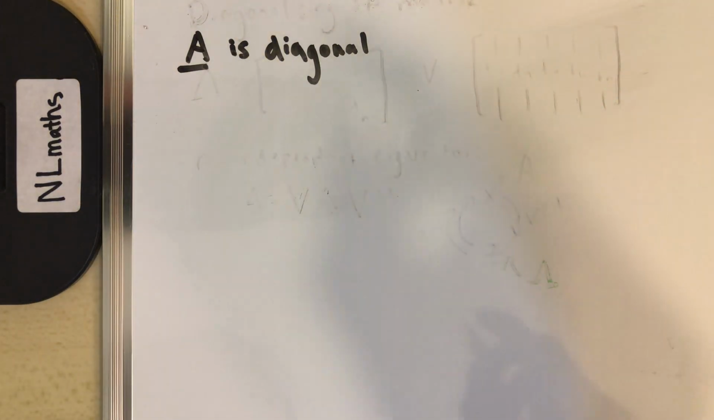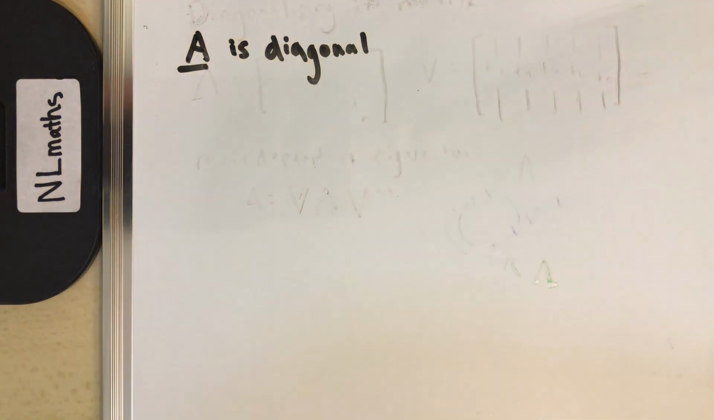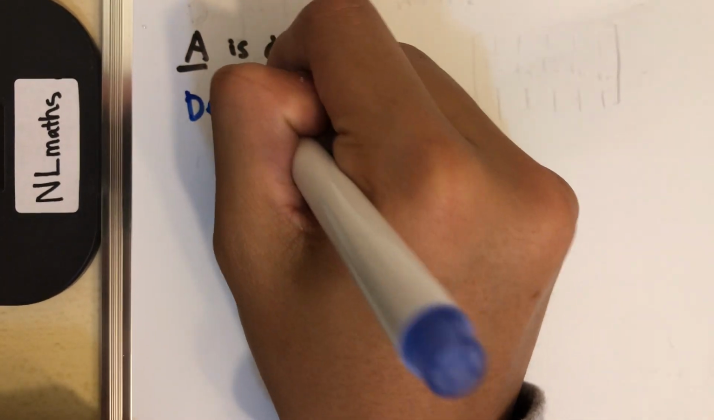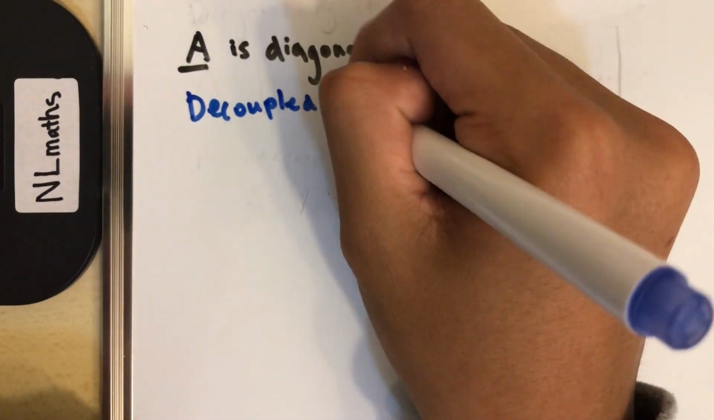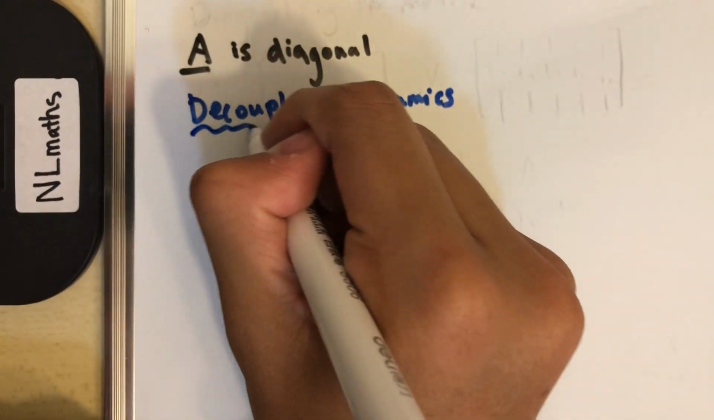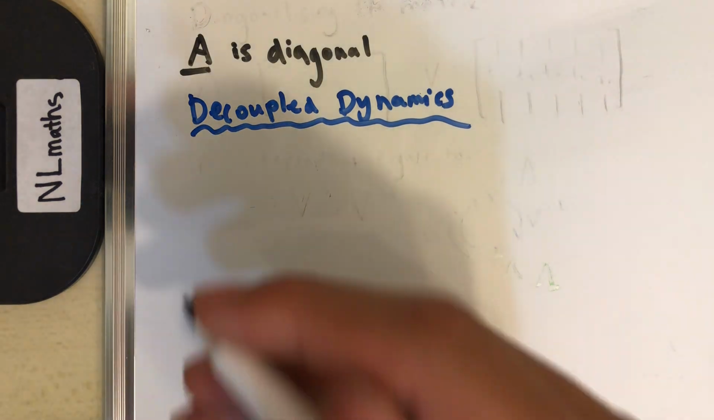If you have A, which is diagonal, it's going to lead to decoupled dynamics, which means they don't depend on each other, and you will see why this is the case later. So remember our first order differential equation that we solved at the very beginning of this video.